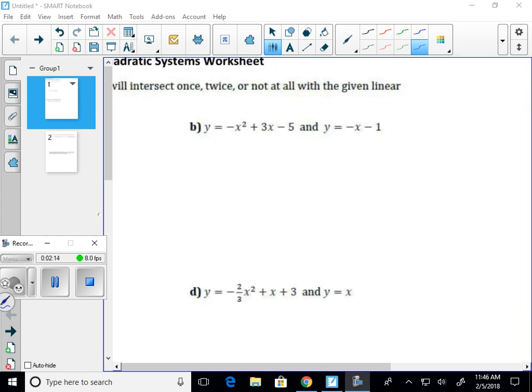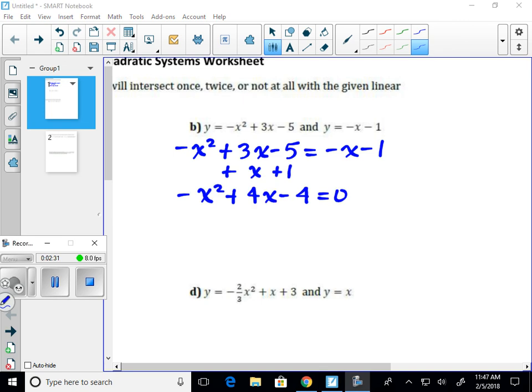Now let's look at 1b. Again, set them equal. Negative x squared plus 3x minus 5 is equal to negative x minus 1. Go ahead and pause the video and combine your terms so that you have everything equal to 0.